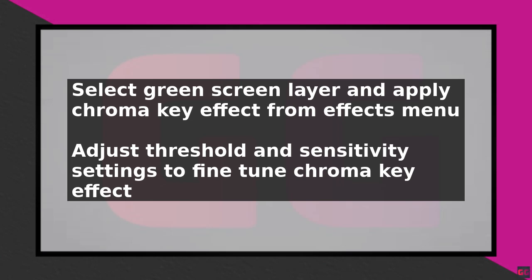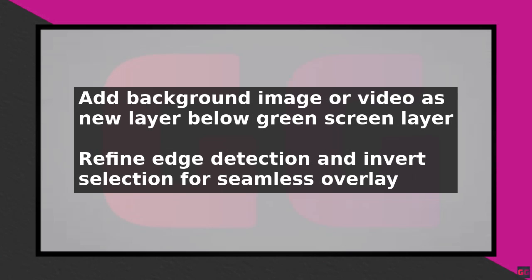To enhance the overlay, add a background image or video to the project by importing the media and adding it as a new layer below the green screen and main video layers. This will provide a solid background for your overlaid video.